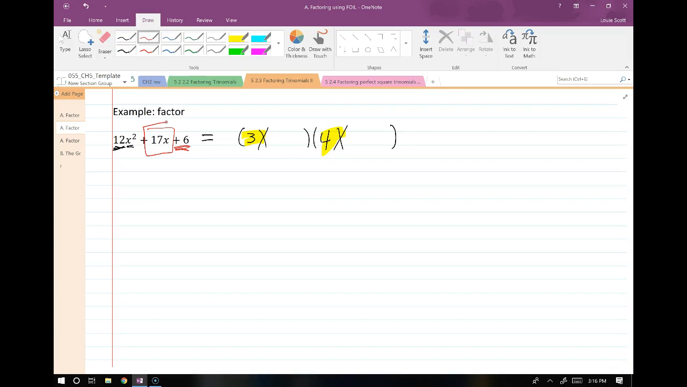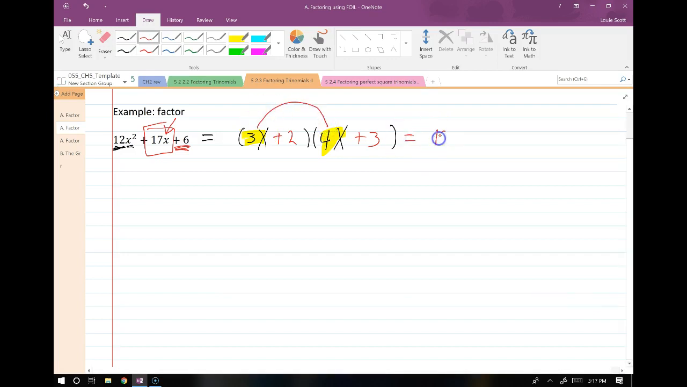Let's just try 2 and a 3 for now. See what happens. Plus 2, plus 3. I use pluses because this middle term is positive, so they both have to be positive. So, okay, let's FOIL this out and see what we get.